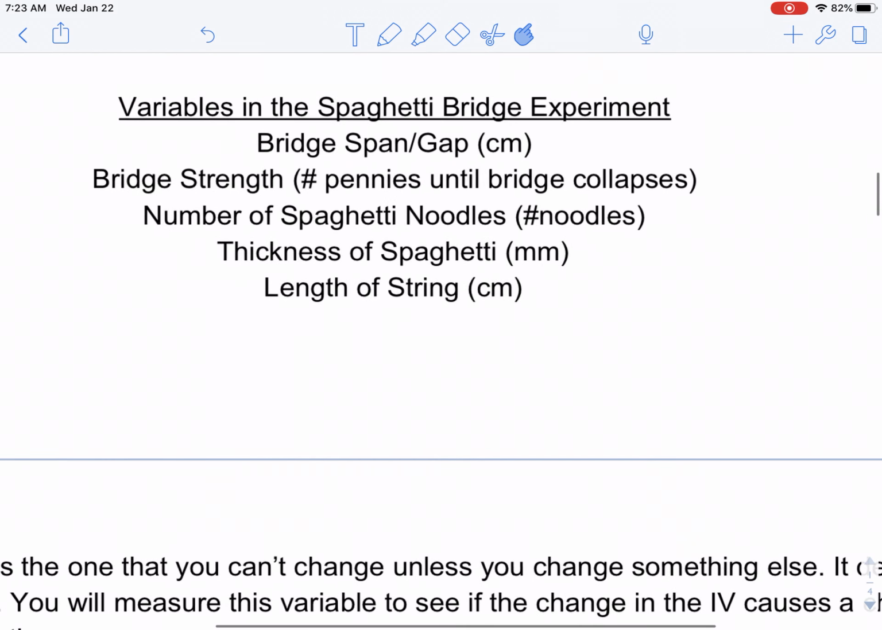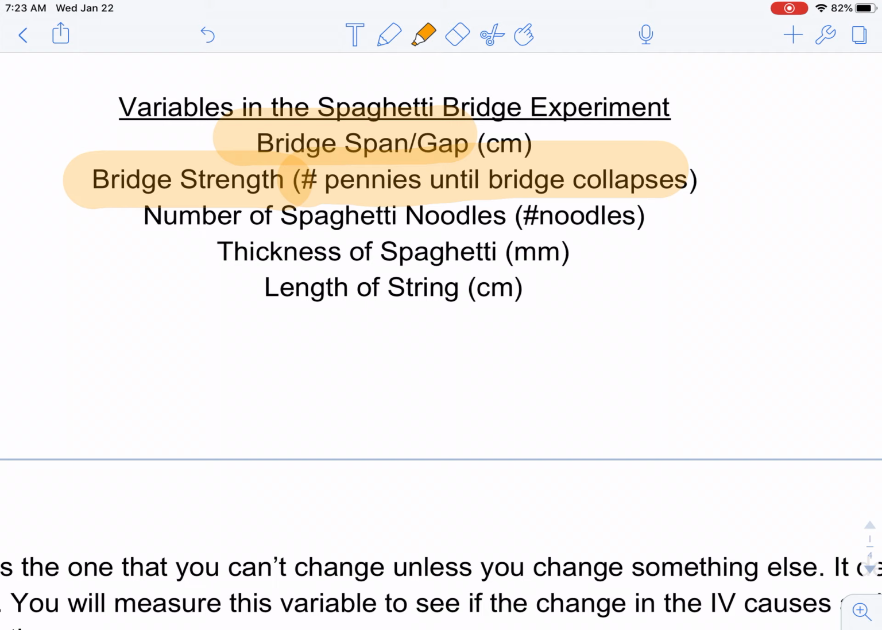All right, so we got our spaghetti bridge experiment. We have these different variables: bridge span, how wide the desks are, the bridge strength, how many pennies until the bridge collapses. Your bridge will be stronger if it can hold more pennies. It'll be weaker if your bridge collapses when you add maybe 1 penny to it. That's not a very good bridge.